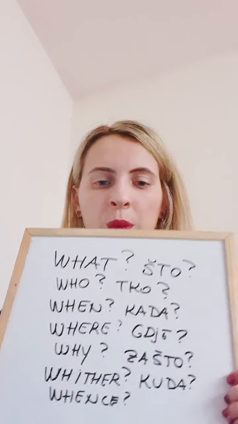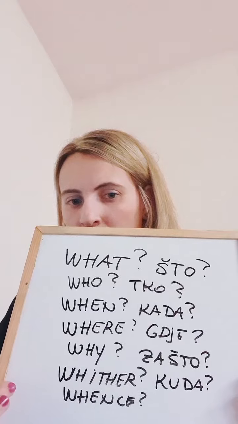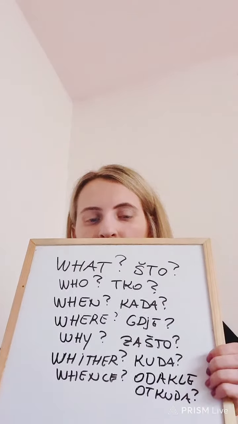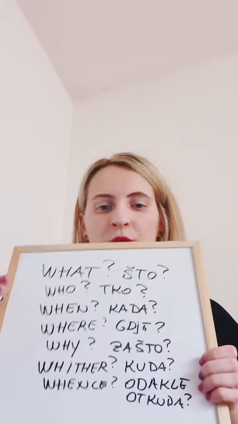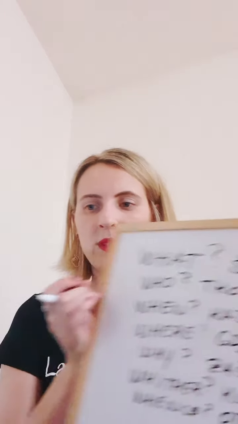Okay, so whither is kuda. Whence is odakle or otkuda. You can say both, odakle and otkuda. It means like, where are you from? Otkuda si or odakle si. You are saying it like this. Odakle si, otkuda si. And whether is come.